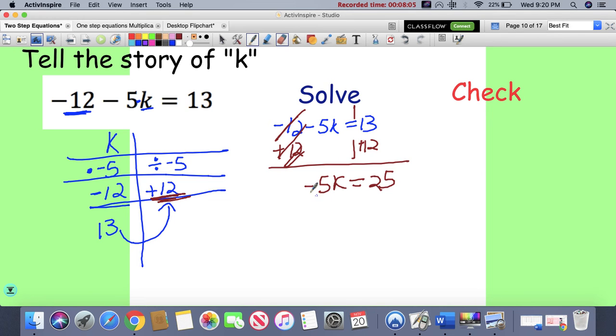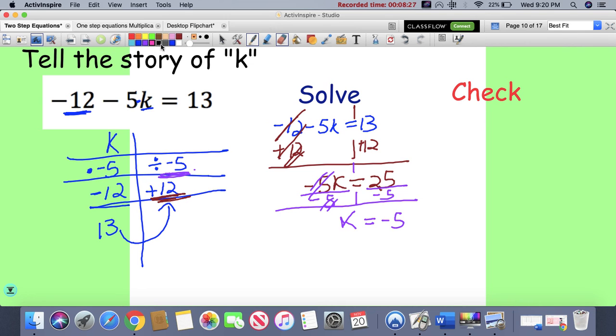I'm going to divide by negative 5. So this is what this says right here. Divide by negative 5. So again, my line in the middle. My division, I'm going to use a fraction, right? So that's divide by negative 5, divide by negative 5. These two go out. Negative 5 divided by negative 5 is 1, and 1 times k is just k. And 25 divided by negative 5, it's a positive divided by negative, and it should be negative 5.